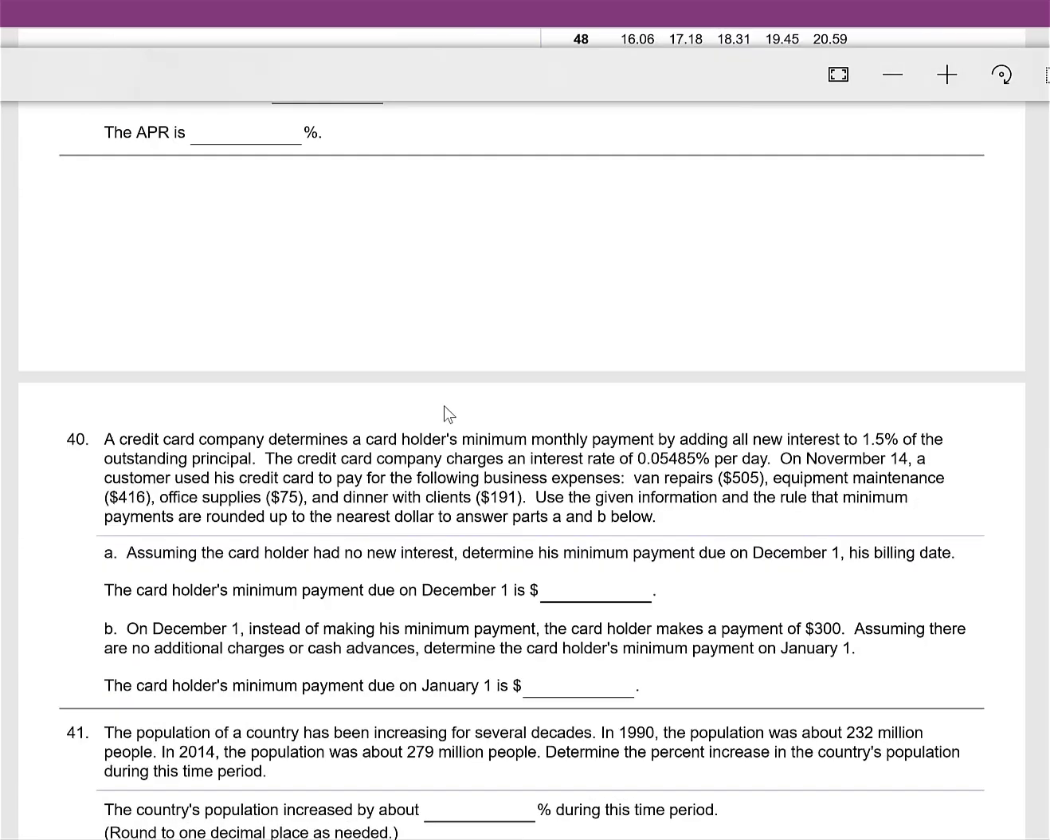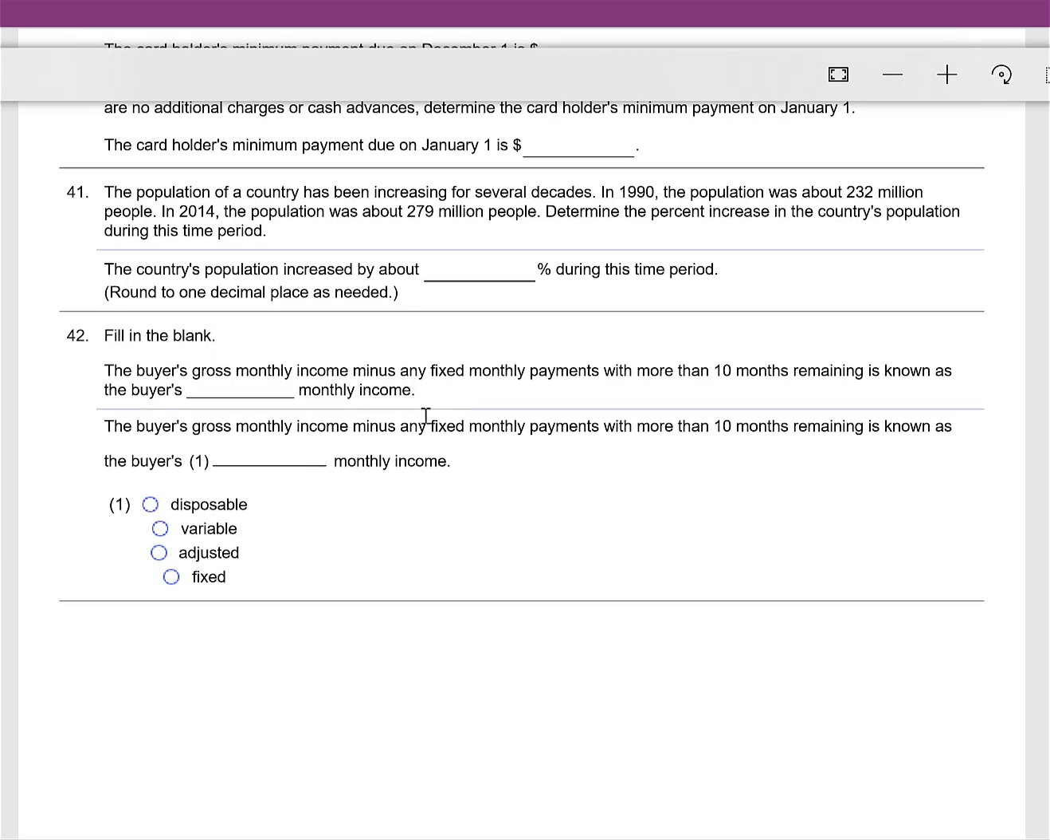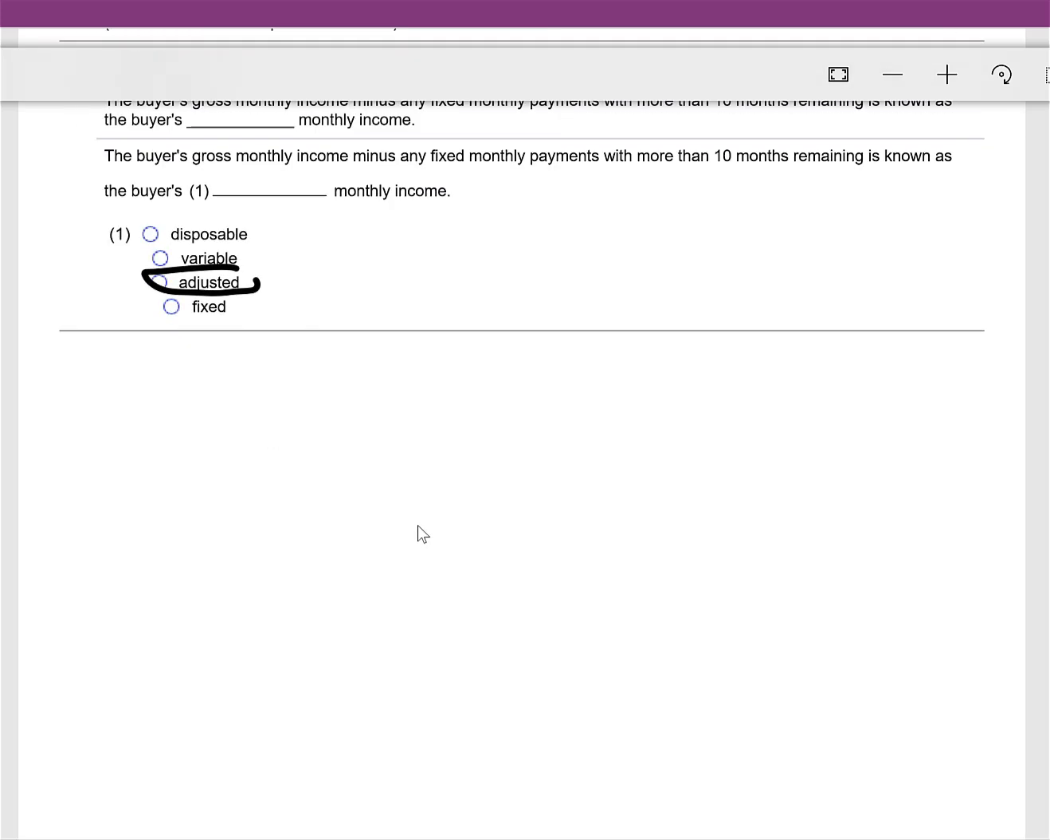Okay, so where are we at here? Okay, fill in the blank. A buyer's gross monthly income minus any fixed payments with more than 10 months remaining is known as the buyer's what? That's the adjusted monthly income.